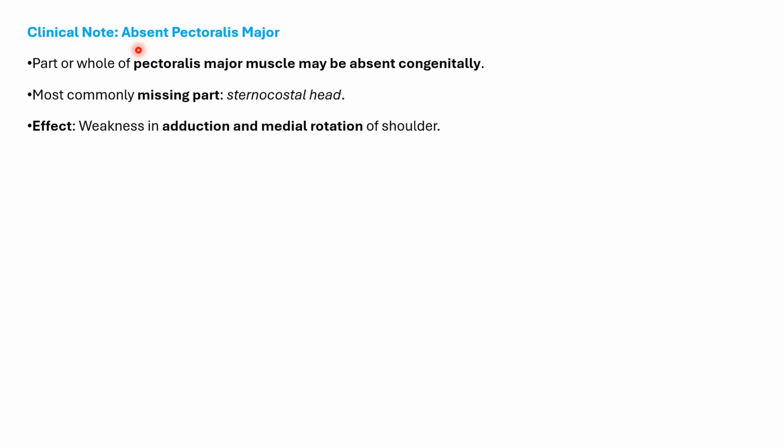Okay, clinical note: absence of pectoralis major muscle. Part or whole of the pectoralis major muscle may be absent congenitally. The most commonly missing part is the sternocostal head. The effect is weakness in adduction and medial rotation of the shoulder, because this is the main function of the pectoralis major muscle.